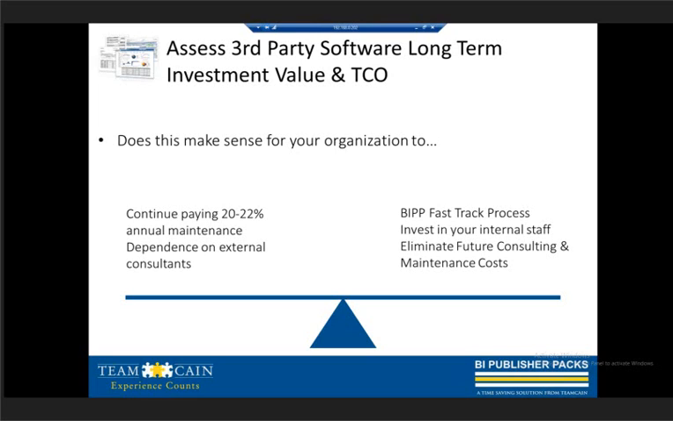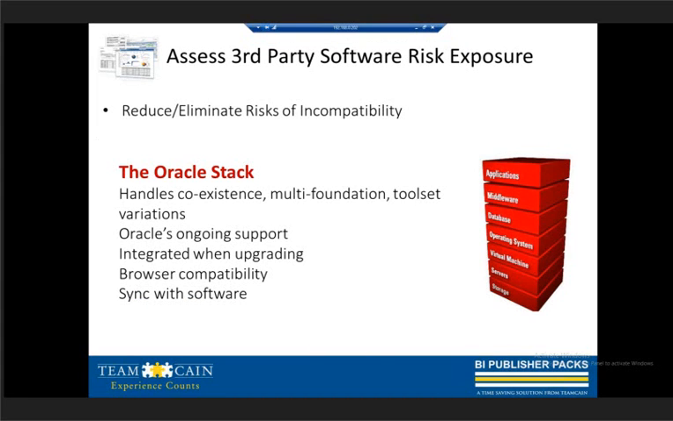And then that's usually a supply and demand issue, with high-cost consultants to keep that up and running or make changes as your business changes. So compare that to our BI Publisher Pack Fast Track process, giving your internal staff the skills to maintain that moving forward, therefore eliminating not only expensive future consulting, but maintenance costs. So I know you guys are saying, wait, aren't you a consultant, saying that you're eliminating future consulting? Well, yes, that is what we're saying, and often that's our goal.